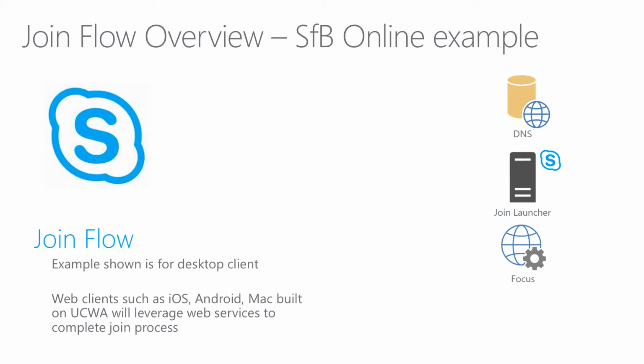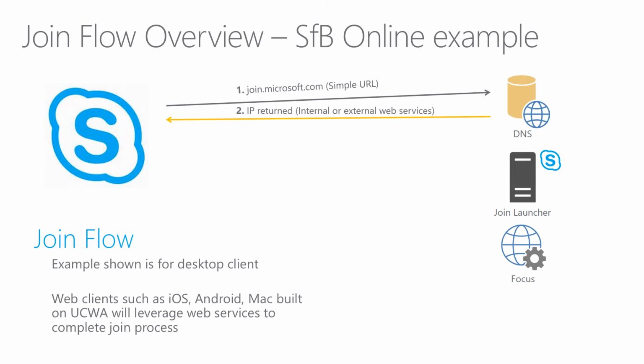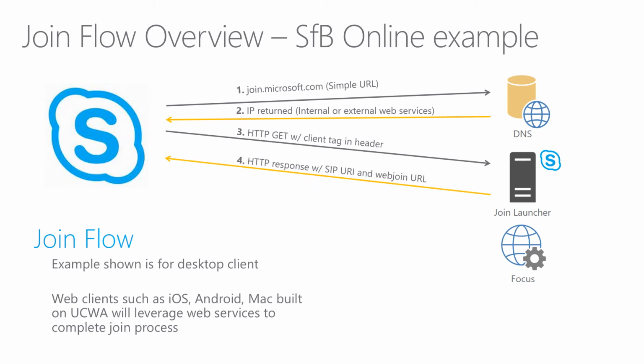Looking at the join process in more detail, we see that the actual join process is more complicated than it first appears. When the user joins a meeting, a DNS lookup has to be performed. From the DNS lookup, we get an IP address. The client then uses that IP address to send an HTTP GET request. The HTTP response from the join launcher running on the Skype for Business server is returned to the client, and at that point, the client is now joined to the meeting. Whether they are actually in the meeting or in the lobby will be determined by the access control meeting options.